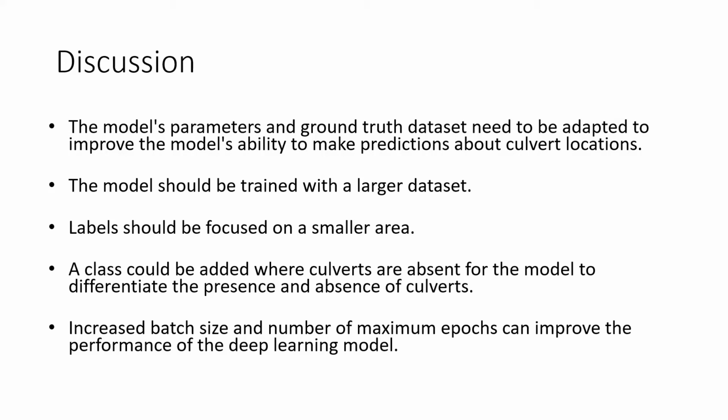The model's overestimation of culvert locations could also be due to including too large of an area in the labels, so the model could not easily differentiate between the spectral differences of culvert and non-culvert locations. So in the next round of testing, the labels will include less area of, for example, vegetation.